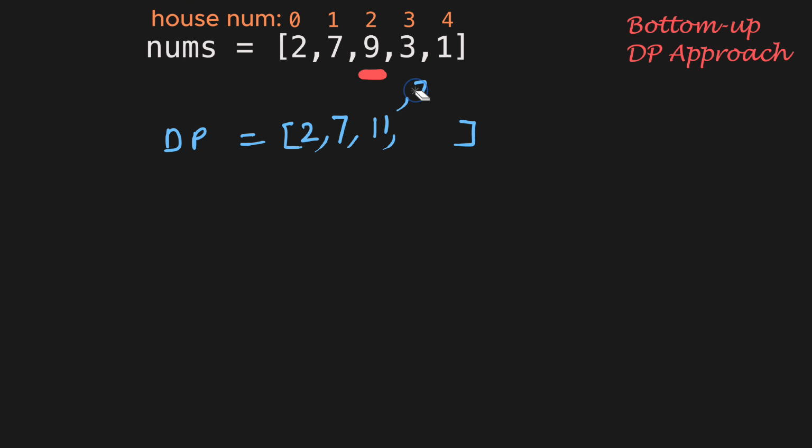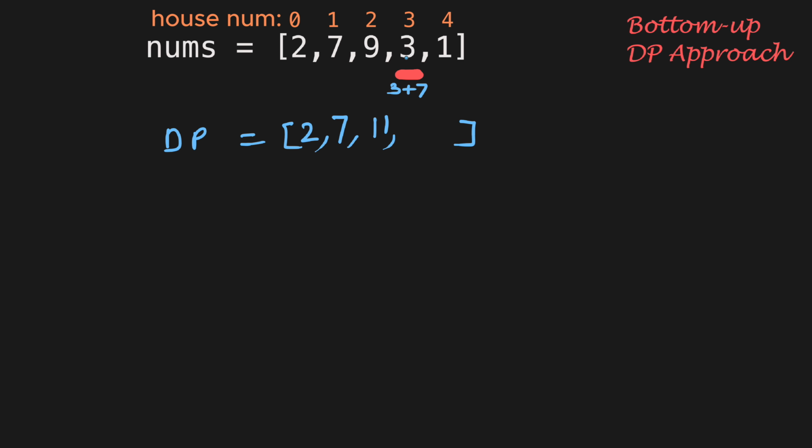And again we move the I pointer forward. Now I is equal to 3. And again we have two choices. Either rob the current house, which gives us a loot value equal to 3, plus collect the maximum loot from the non-adjacent houses, which is DP of 1 equal to 7.